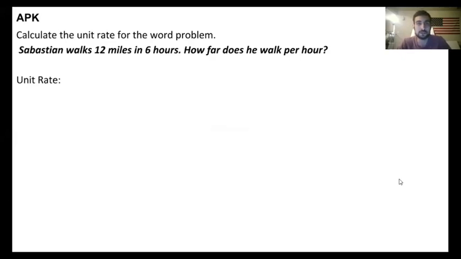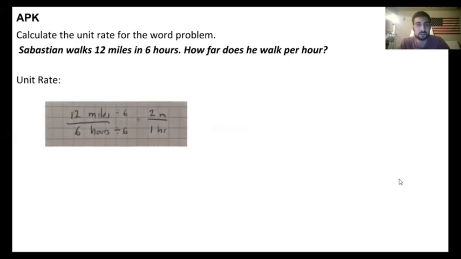Sebastian walks 12 miles in 6 hours. How far does he walk per hour? Go ahead and pause your video and work on this for a couple seconds. You should have had 12 miles over 6 hours because walk was first, so that's your distance, over your hours because that was second. You're going to divide both of those by 6 to get 2 miles per hour.